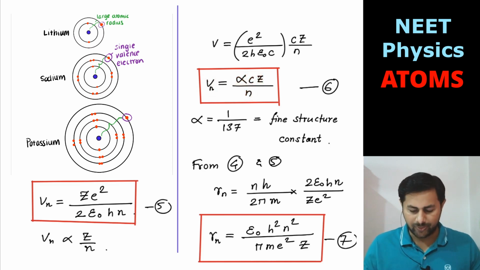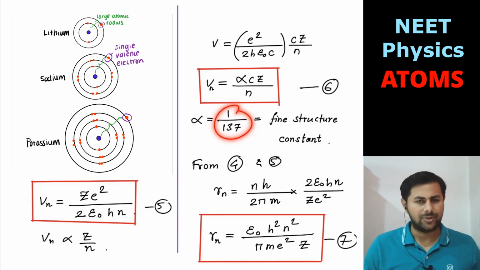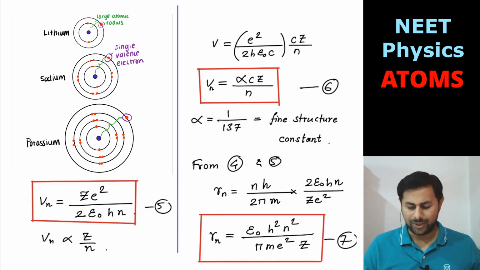So this is a simple formula. Just remember this: Vn is equal to alpha times Cz by n. What is alpha? Alpha is called the fine structure constant and its value is 1 by 137. So this is a very simple formula. Vn is equal to alpha times Cz divided by n, right?